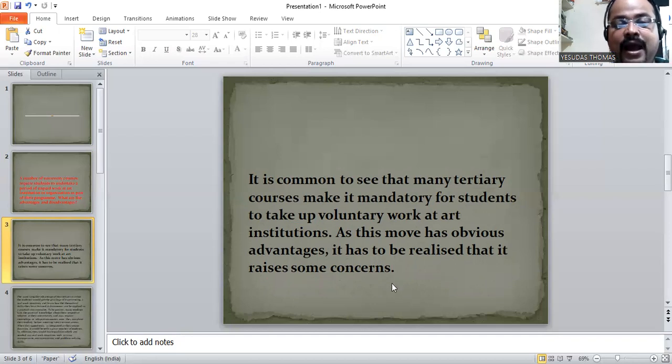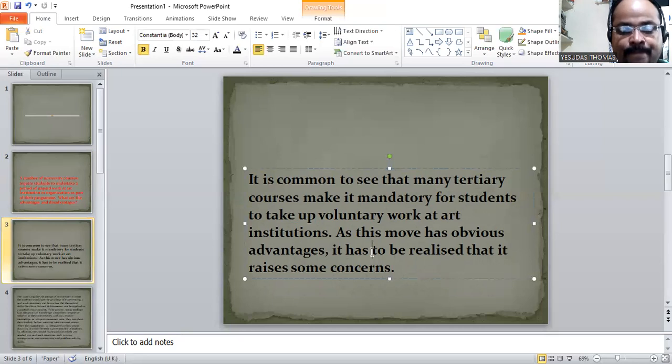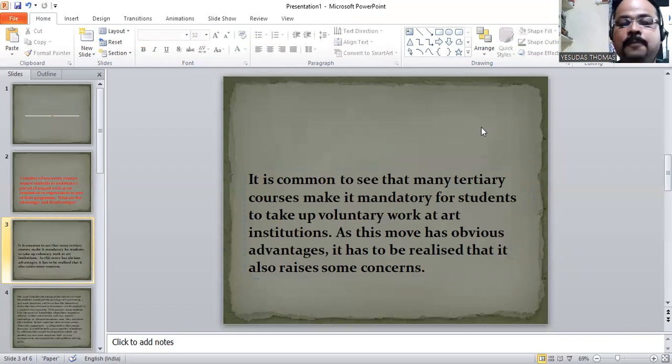Okay, now we have to say, as this move has obvious advantages, we have advantages. It has to be realized that it also, now I need to add a word here, it also raises some concerns. So it has obvious advantages. It also raises some concerns. So it has some disadvantages too.